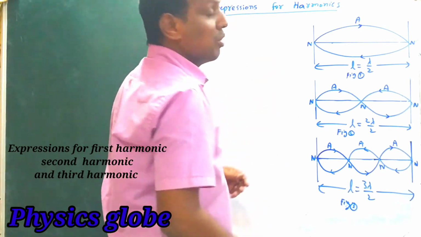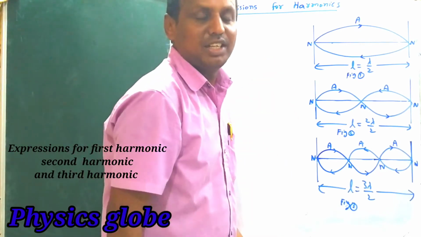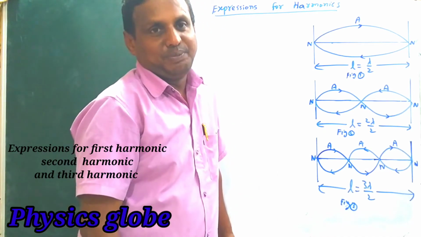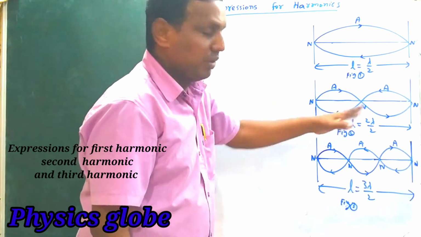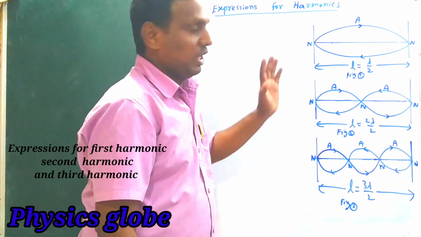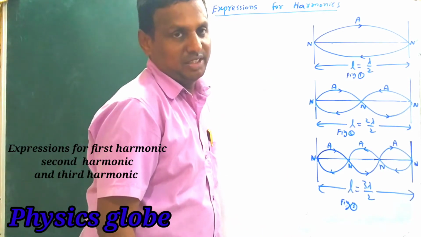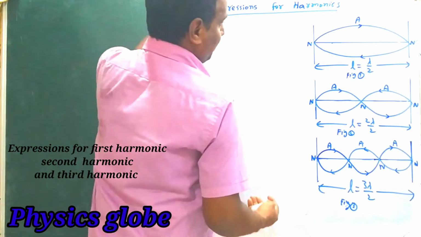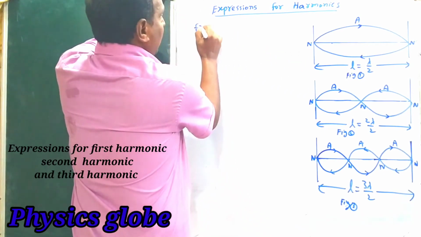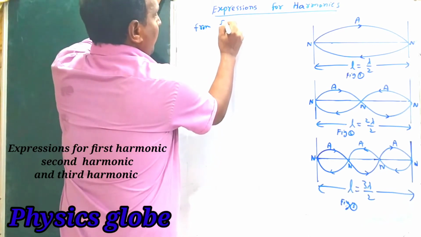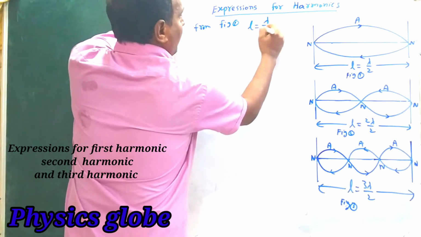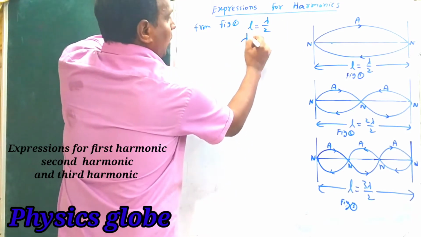So here, now we want expressions for harmonics: first harmonic, second harmonic and third harmonic. Here figure 1, figure 2, figure 3, different modes are there. First we take figure 1. From figure 1, L equal to lambda by 2, so lambda equal to 2L.